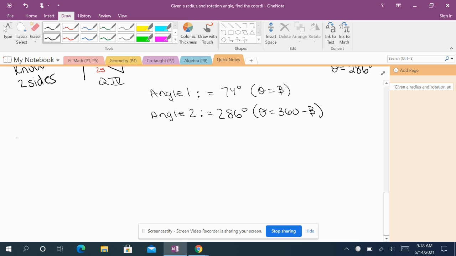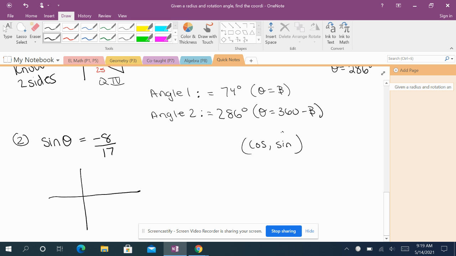I'm going to do a second example where we have a negative here. So I'm going to do the sine of theta equals -8 over 17. Again, first thing I'm going to draw, and we have a negative here. Sine, again, is our y value. So sine is negative when we're going down, when we're going like this. That's either going to be quadrant 3 or quadrant 4. That's the only time when our sine is negative.